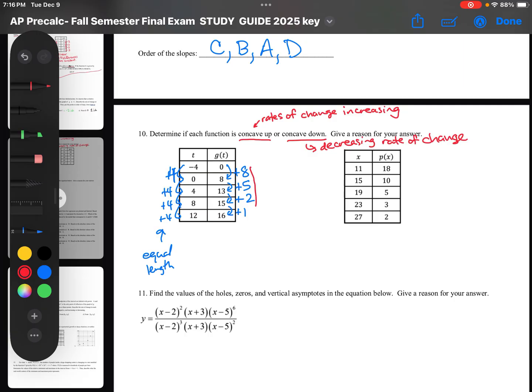Well, as I move down the list here, my rate of change is decreasing in value. So that means this graph must be concave down. Okay, so what's happening is the function values are increasing, but the rate at which they're increasing is decreasing. So the rate of change is decreasing, okay? All right.